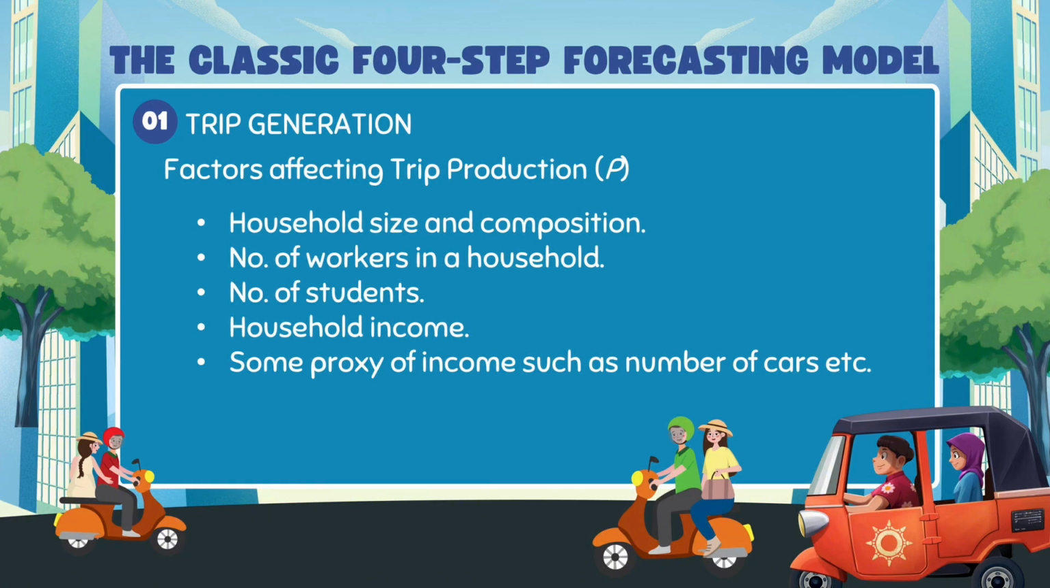Next is household income. If there is higher income, it is possible to go shopping or leisure activities and so on, so that also increases trips. And then car ownership, a proxy of income. Households with more cars usually travel more because it's easier to move around.